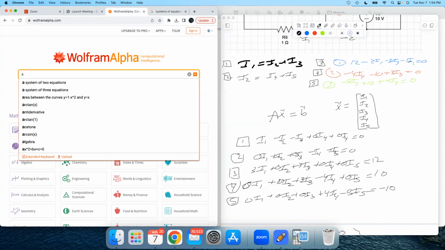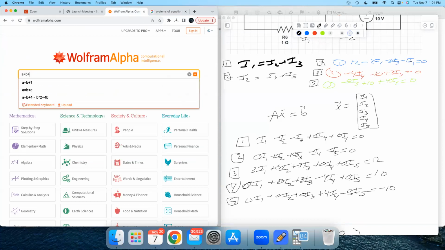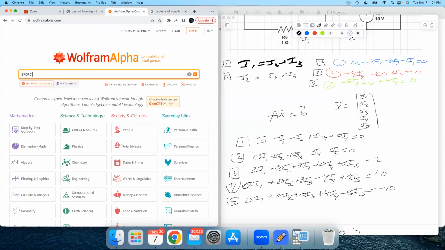So I have A equals B plus C, comma. Let's see, that'll be B equals D plus E. I think it'll let me get by with using lowercase e there. It might interpret that as the natural number e, but I don't think so. I think we'll be okay. I might have to change that to a capital E.